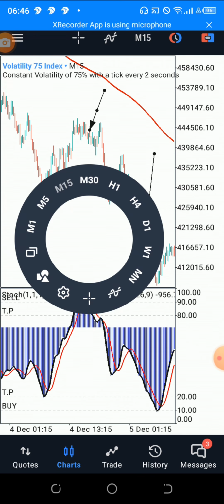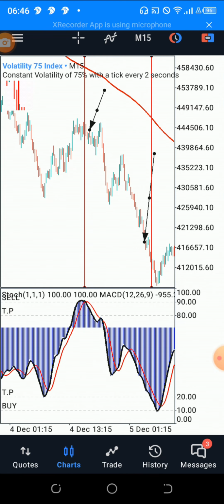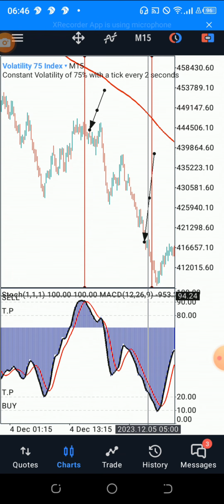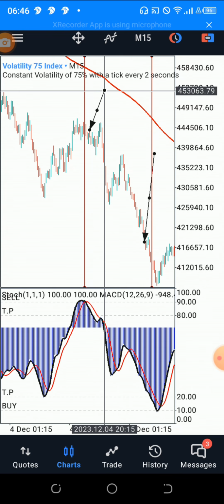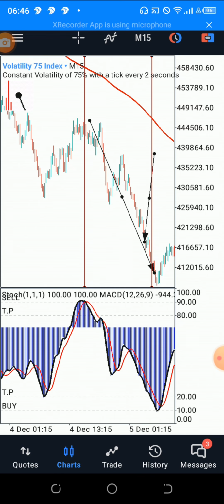Let me use horizontal lines so that you can see. We're going to enter our sell from this particular level, and then we're going to close it when price reaches this particular level. So we're going to sell from here, and then we're going to exit somewhere around this area. We can see we're going to be in profit from this level to this level.